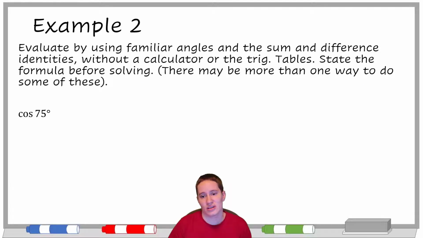Let's look at cosine of 75 degrees. So what are two angles that we could either add together to get 75 or subtract to get 75? I guess I gave this away at the beginning, that we could use 30 plus 45.